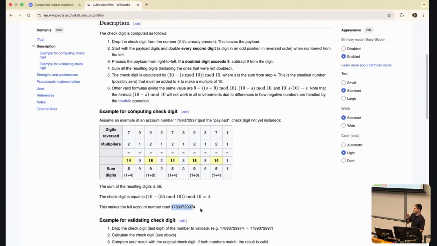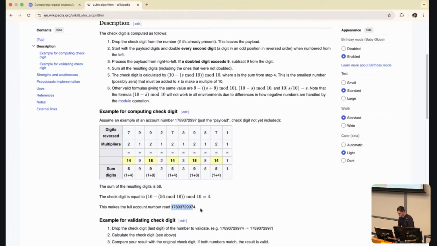This is a very cheap algorithm, but it's designed in such a way that the simple things that humans get wrong, like swapping out a number or swapping two numbers, will result in a different checksum. And so you won't get the number 4 statistically, and you'll be happy.